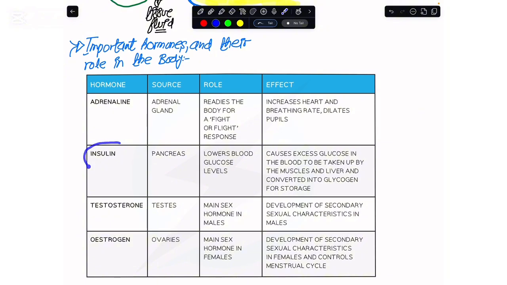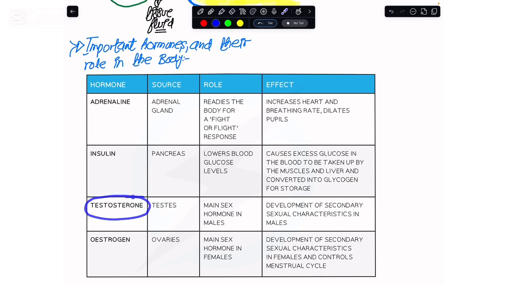Likewise, if I were to talk about insulin, this is released by the pancreas, and the role of insulin is that it would lower the blood glucose level. How would it lower it? When insulin is carried to the muscles and the liver, it causes the liver to convert excessive glucose into a complex sugar, glycogen, and in that way the excess glucose is stored to be used later when required.